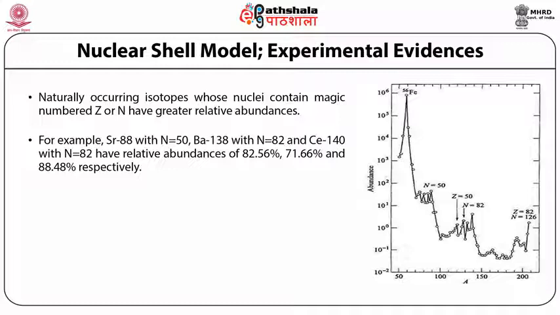For example, strontium 88 with N equal to 50, barium 138 with N equal to 82, and cerium 140 with N equal to 82 have relative abundances of 82.56%, 71.66% and 88.48% respectively. So it is also clear from the graph given on the right hand side.